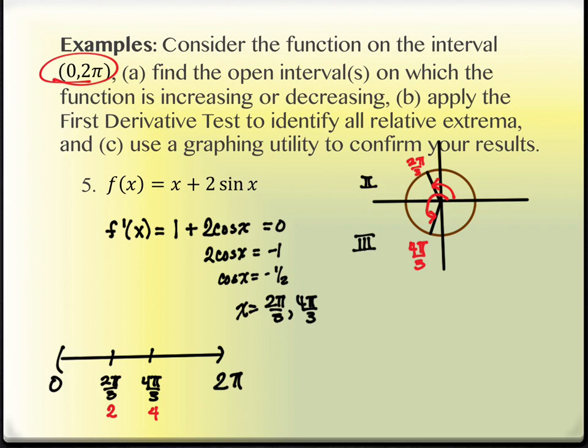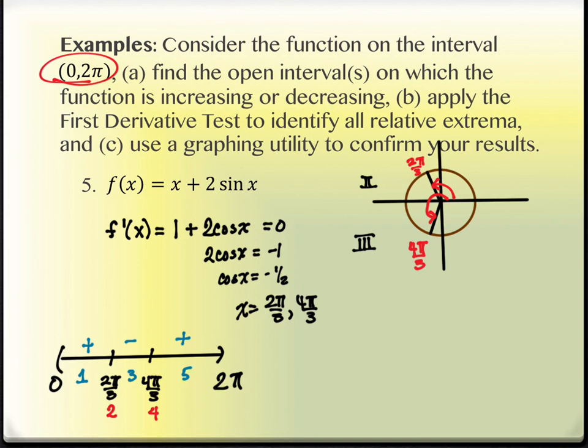So I can test values in between these. So I can test the number 1 here, 3 here, 5 here. Those are working just fine for me. And I can do it in the calculator with the derivative. So if I put the derivative in, I have 1 plus 2 cosine of x. I can test my values at 1, 3, and 5. I have positive, negative, positive. Yep, those are my values.